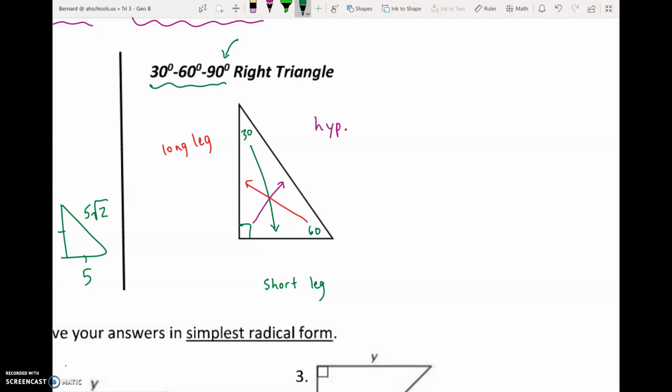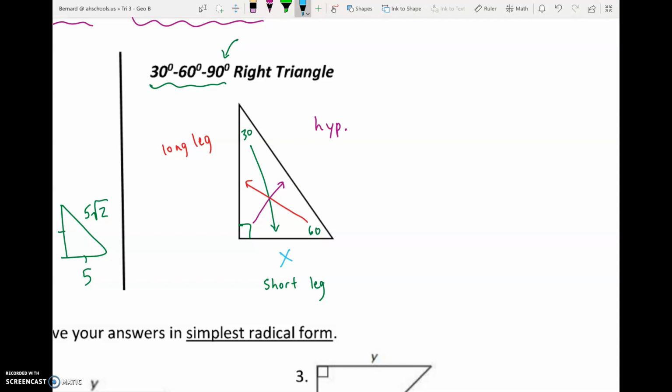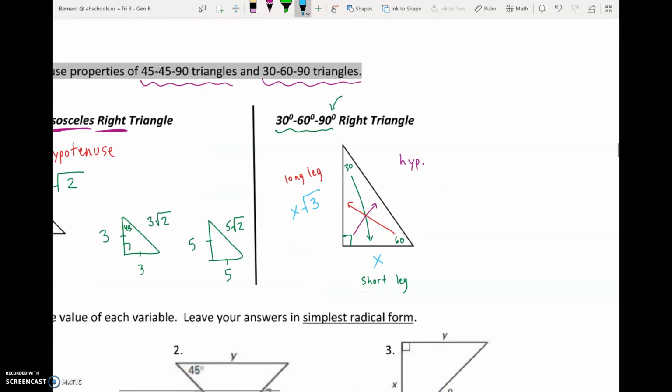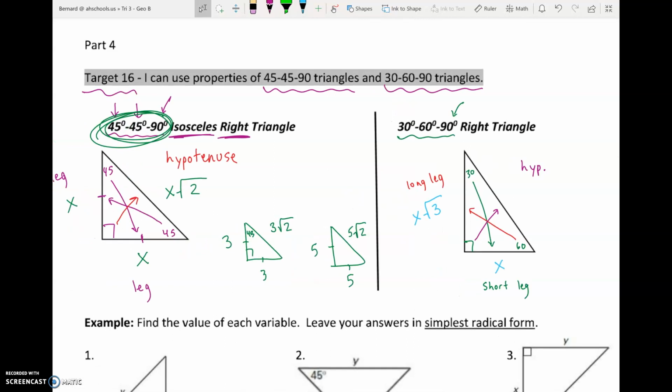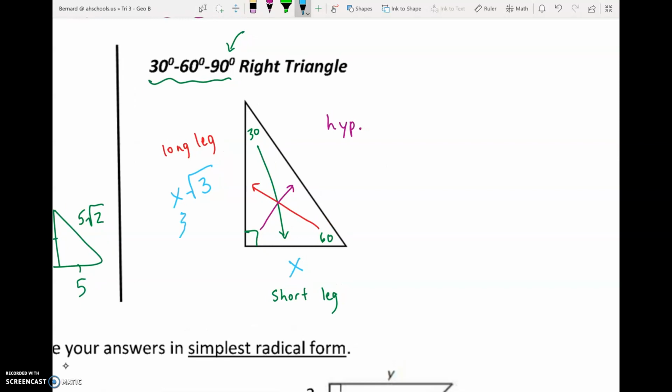And so here's the side relationship. Our short leg is the one we'll call x. The short leg is just some number, and that's it. Could be 5, could be 10, could be 3, whatever. The long leg is that same number, but we multiply by the square root of 3. Square root of 3 in 30, 60, 90. Square root of 2 in 45, 45, 90. So again, long leg is the short leg number times the square root of 3. And then the hypotenuse is the short leg number, x again, but it's twice as big. So we multiply it by 2.